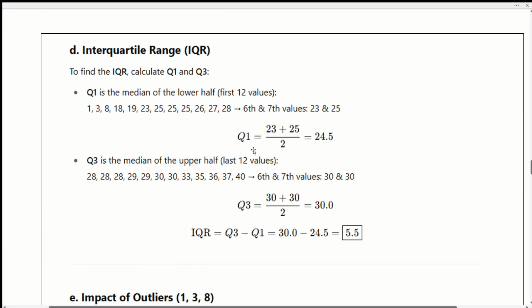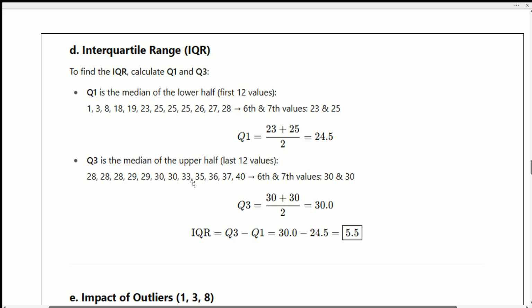So how do we calculate the interquartile range? To find the IQR, in short, calculate the Q1 and Q3. Q1 is the median of the lower half, the first 12 values. So the 6th and the 7th values, 23 and 25, give the median. That's where the median is going to sit for the first quartile. So it would be 23 and 25 divided by 2, you get 24.5.